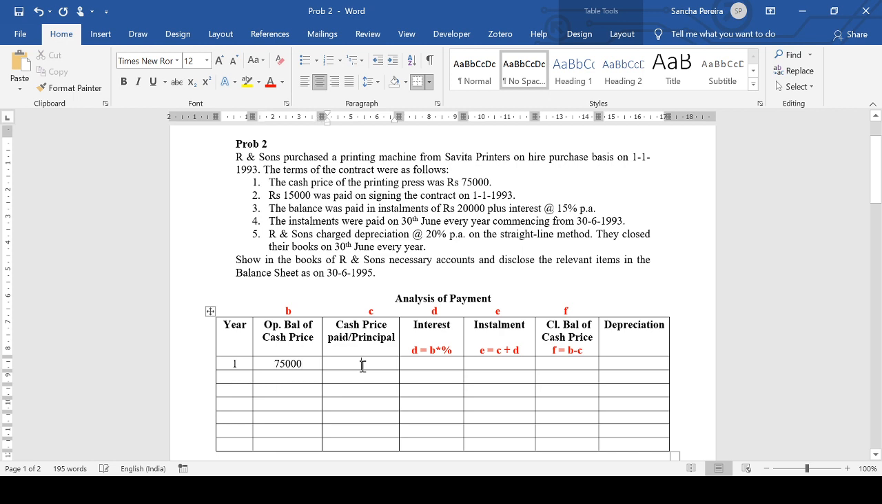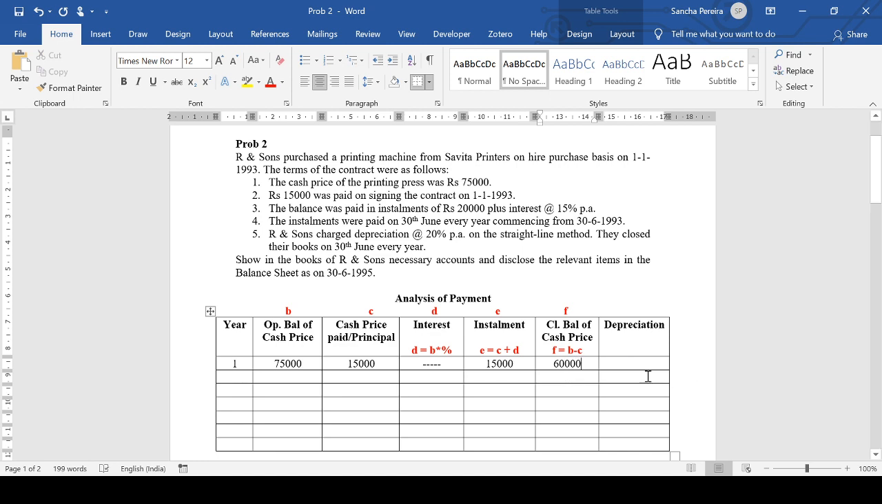Then cash price paid. Always remember the first row is always for the down payment. The down payment of 15,000 was paid on signing the agreement. We all know that there is no interest on the down payment. So the installment is actually your cash price plus your interest, which is going to be 15,000. There is never interest on the down payment because it's paid right in the beginning. What will be the closing balance of the cash price? It's going to be 60,000.